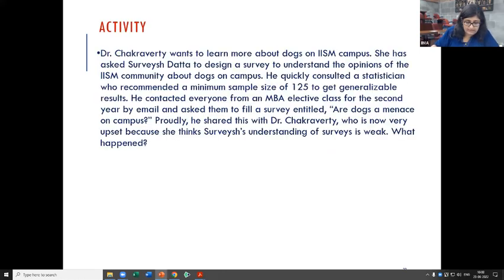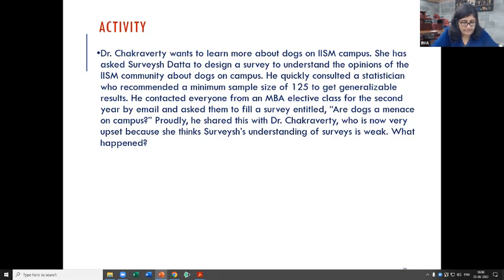Now, here is another activity that I want you to read. Dr. Chakraborty wants to learn more about dogs on ISM campus. She has asked Sarvesh Datta to design a survey and understand the opinions of the ISM community about dogs on campus. He quickly consulted a statistician who recommended a minimum sample size of 125 to get generalizable results.